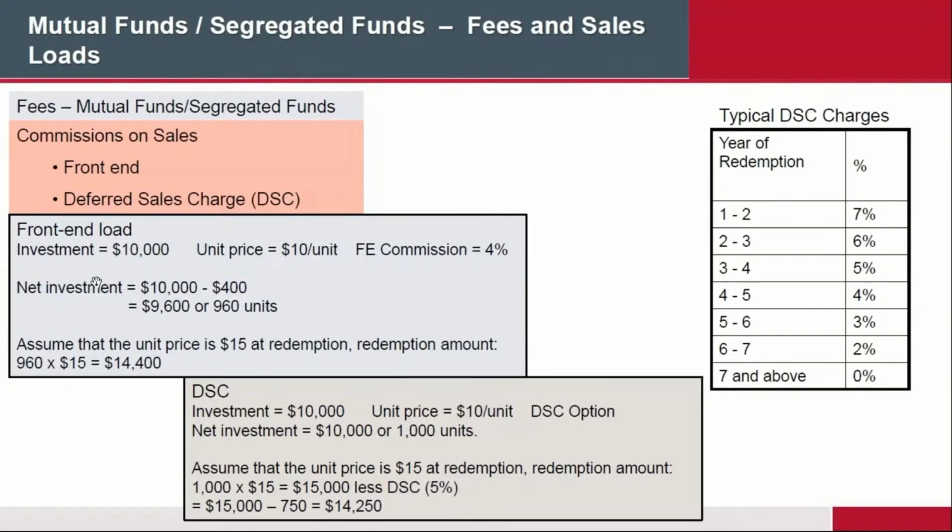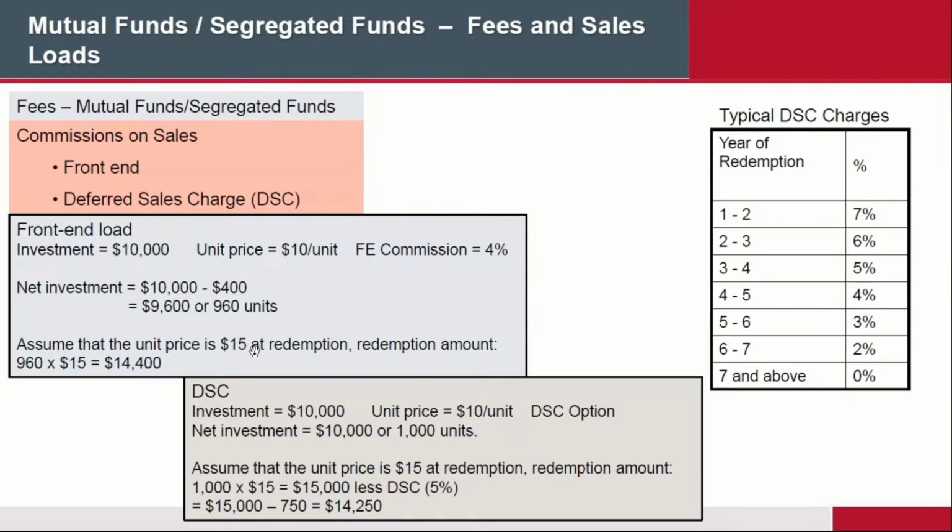So the client says, look, I want to give you my $10,000. And the unit price for each unit is, let's say, $10, okay? And the front-end commission is 4%. That means that if you gave me $10,000 and I get $400 for my troubles, me being the agent, then really all you're doing is investing $9,600. You're not investing $10,000. So your investor can actually invest only $9,600, in other words, can only buy 960 units, okay. So assume that the unit price is $15 at the other end.